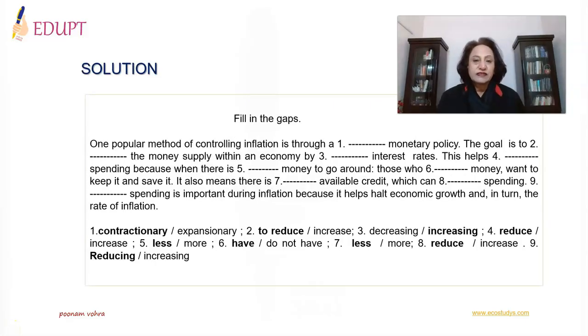Please recheck your answers. One popular method of controlling inflation is through a contractionary monetary policy. The goal is to reduce the money supply within an economy by increasing the interest rates. This helps to reduce spending because when there is less money to go around, those who have money want to keep it and save it. It also means there is less available credit, which can reduce spending. Reducing spending is important during inflation because it helps halt economic growth and in turn the rate of inflation.